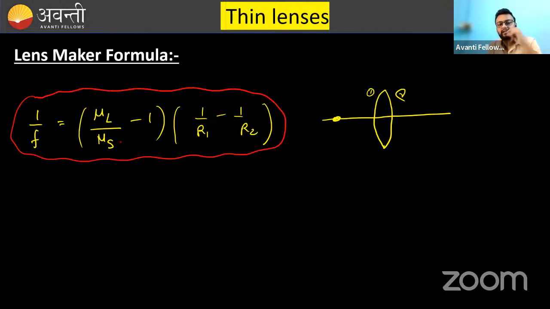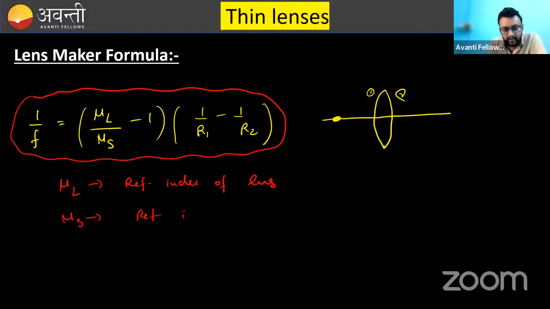I think you have studied it something like mu minus 1, 1 over R1 minus 1 over R2. I hope that you have studied in that form only. But the actual form is mu of lens divided by mu of surrounding minus 1, times 1 over R1 minus 1 over R2. Is it clear? This is the formula that you should remember. I should write mu L is refractive index of lens. Mu S is the refractive index of surrounding.